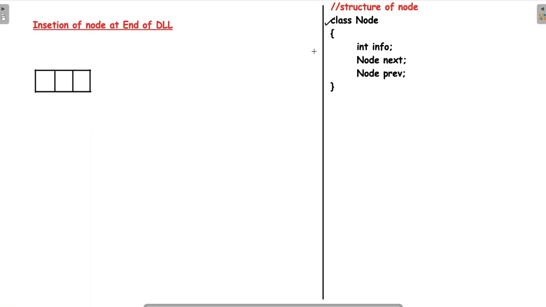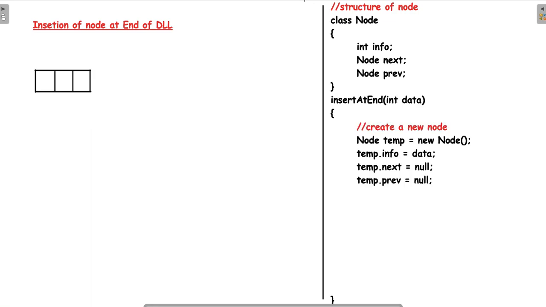Now we will be creating one function, and that function is insert at the end, which will receive one data, and we have to insert that data at the end of the existing doubly linked list. So the very first task is to create a new node, and we know how to create a new node. With the help of creating an object of the node class, which represents our structure of a node, whose name is temporary, and a new keyword will allocate the memory.